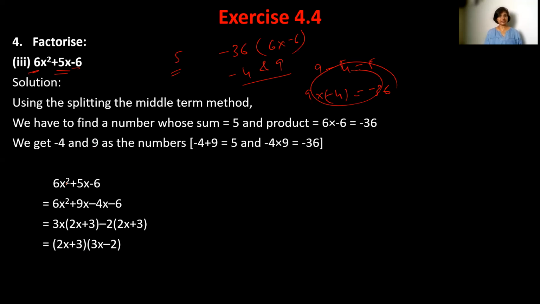So we are writing this polynomial in this form, 6x squared plus 9x minus 4x minus 6. We have written it in that form.